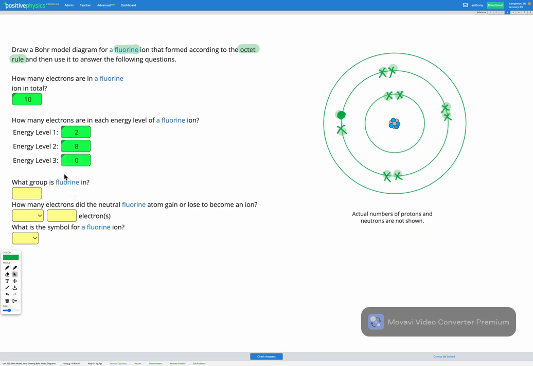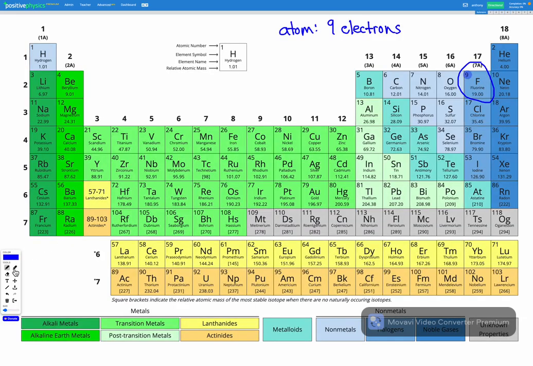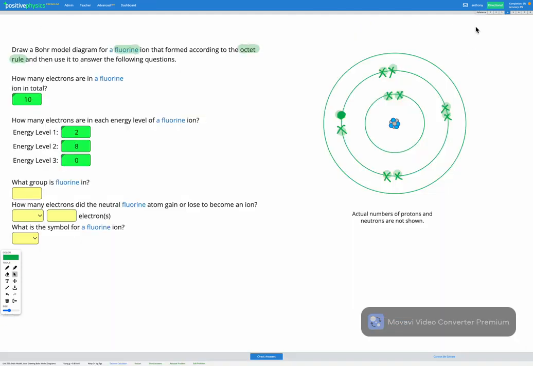Okay, now it's asking us what group is fluorine in. Let's just pop back to our periodic table to check. Fluorine is in group 17. Group 17. How many electrons did the fluorine atom need to gain or lose? Well, we saw that it needed to gain 1 electron. Gain 1 electron.